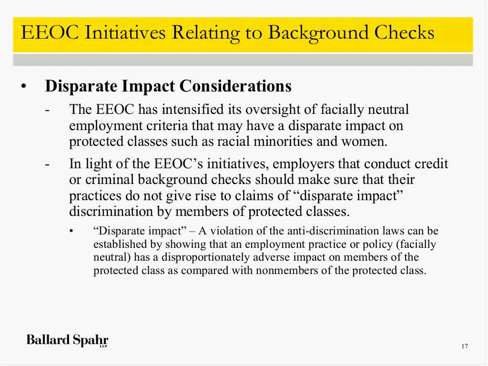Disparate impact is where what appears to be a neutral criteria has a disparate impact on protected classes such as racial minorities and women. Employers that do conduct credit or criminal background checks should make sure their practices do not give rise to disparate impact discrimination. One way to avoid disparate impact claims is to ensure that hiring criteria are job-related and consistent with business necessity, so that if an employer is going to conduct or review an employee's credit history, it only reviews credit history where the credit history is relevant to the job the employee is seeking.